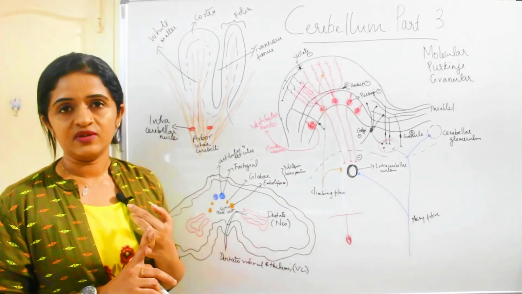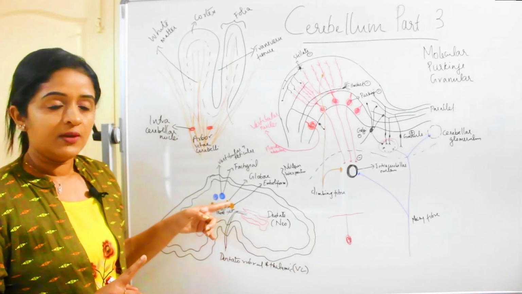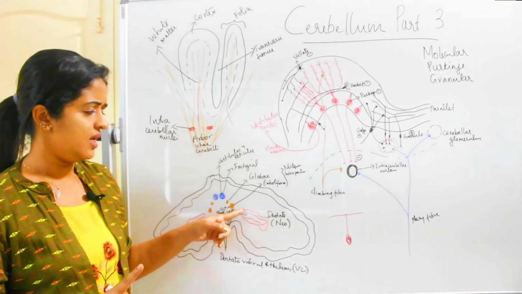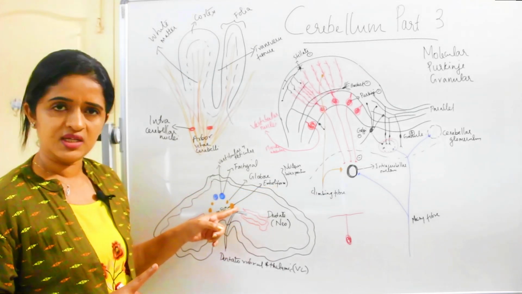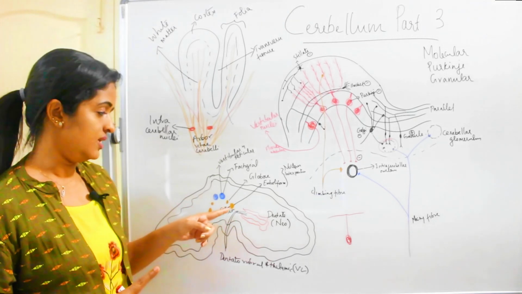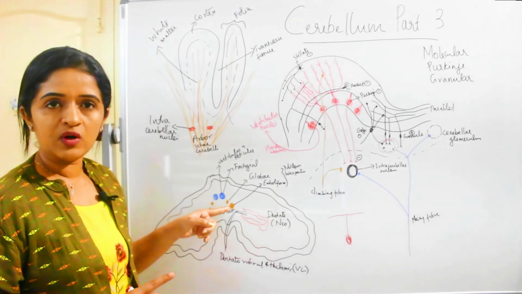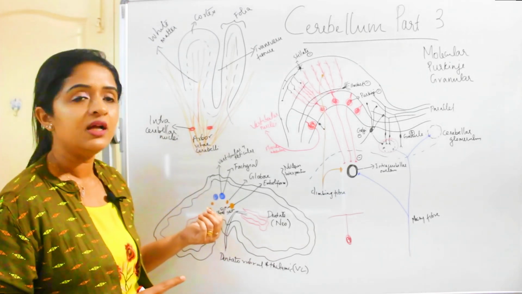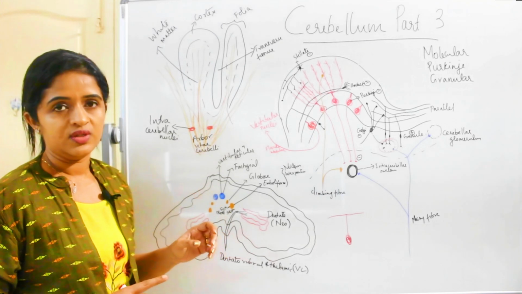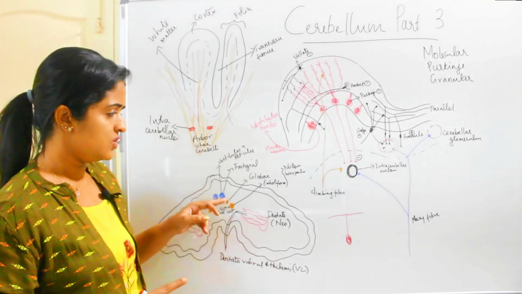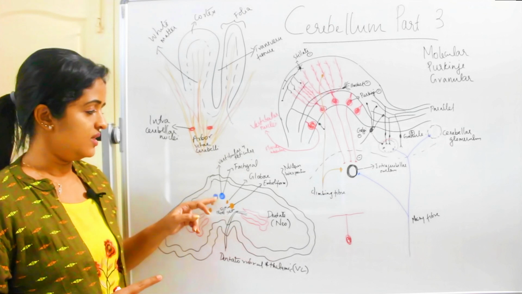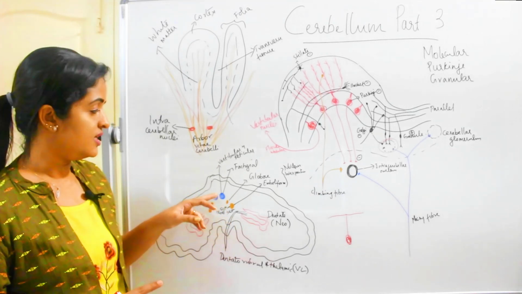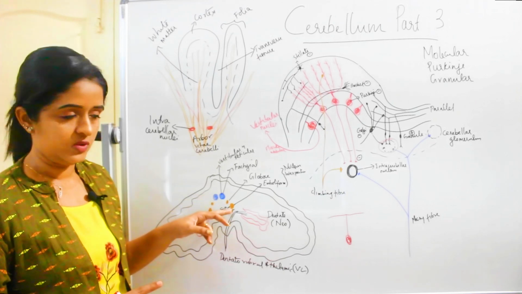Now coming to the nucleus medial to it, that is the emboliform nucleus. It is seen at the hilum, or just medial to the hilum, of the dentate nucleus. From this emboliform nucleus, fibers again pass through the superior cerebellar peduncle to the red nucleus of the midbrain. Next to that you have the globose nucleus, which is a bit smaller than the emboliform and is seated between the emboliform and the fastigial nucleus.